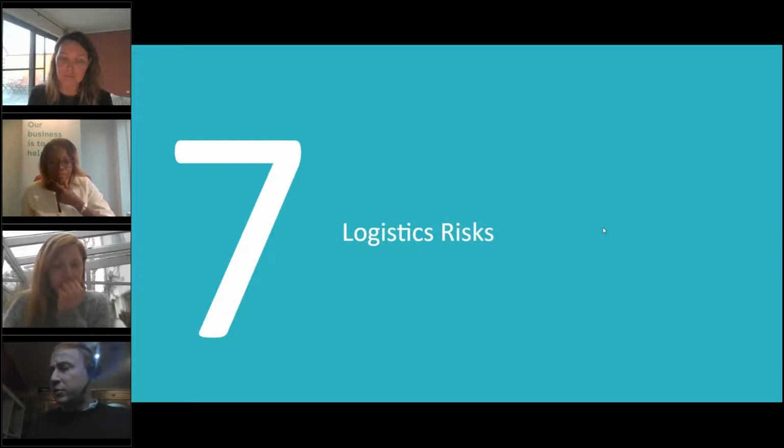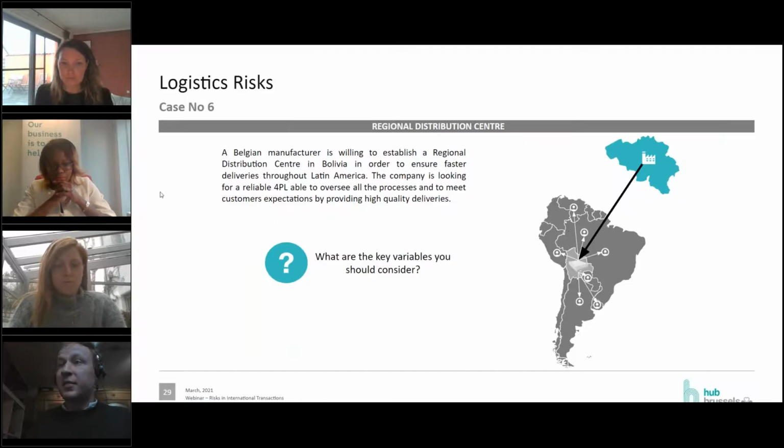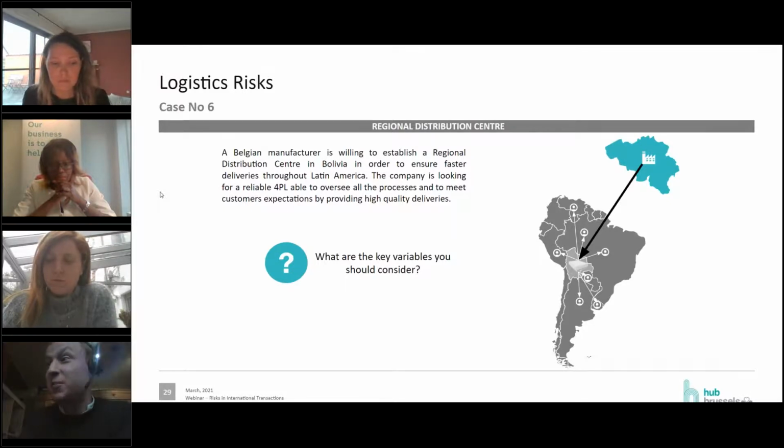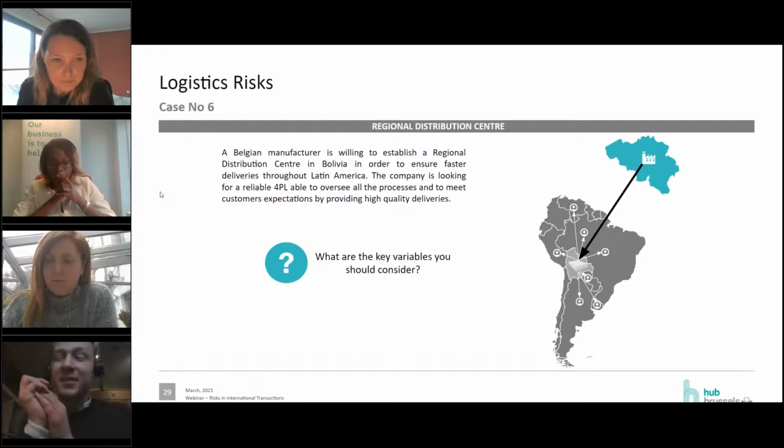Yeah, so let's now discuss logistics risk as part of international transactions. Let's start by taking the example of a Belgian company, a Belgian manufacturer, which is willing to establish a regional distribution center in Latin America, let's say in Bolivia, in order to ensure faster deliveries throughout the entire region.